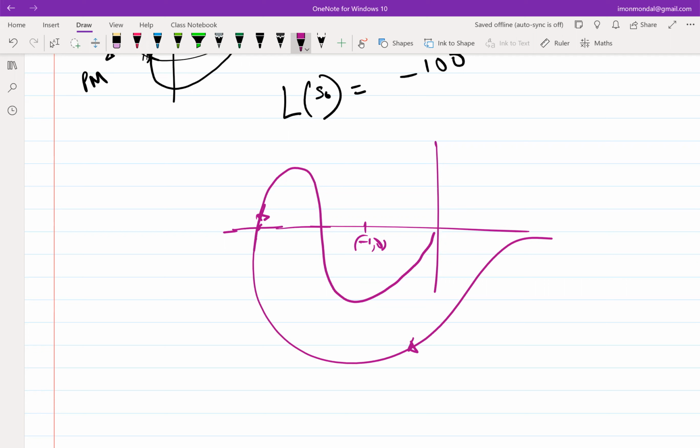Okay, so that is one. And the other thing is, Bode is useless if you have complex poles. The straight line approximations are invalid, but Nyquist is always there.